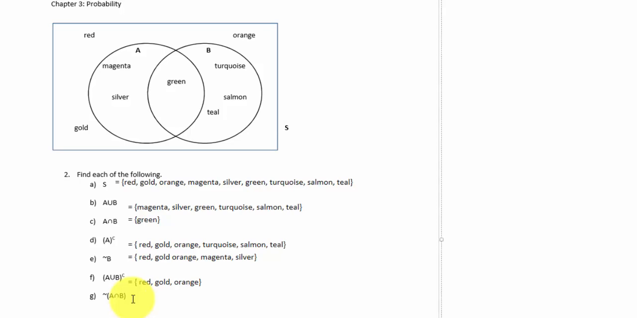And finally, we have a tilde being used again, so looking inside of our parentheses. A intersect B. So whatever color is shared, we want the complement of that. So in other words, we do not want the color shared. Green is the only color shared. That means we want all of the other colors. So this is going to be a longer list. We've got red, gold, orange, magenta, silver, turquoise, salmon, and teal.